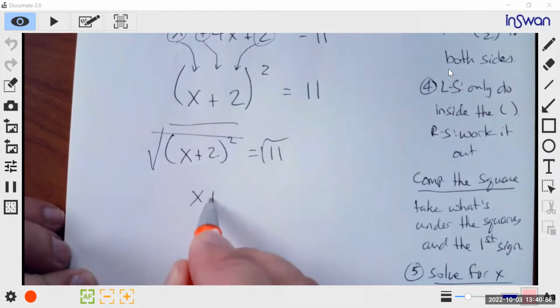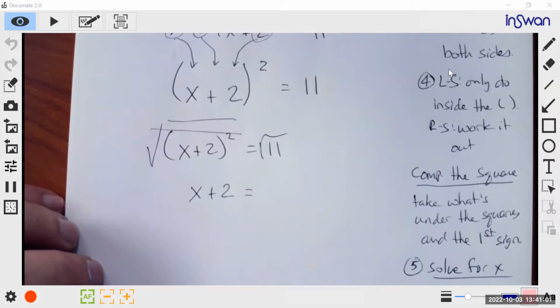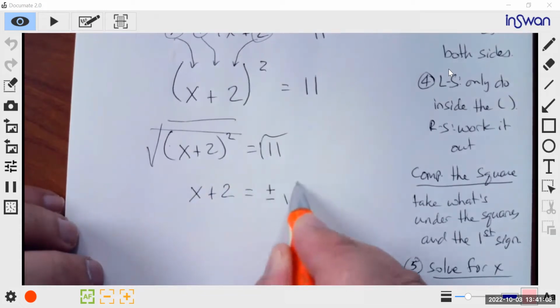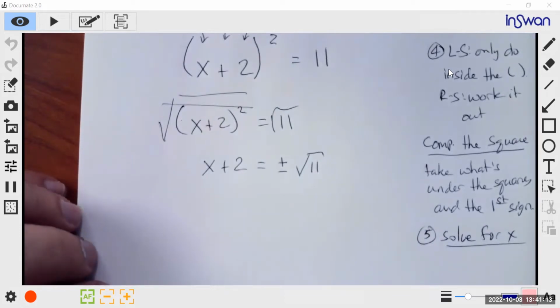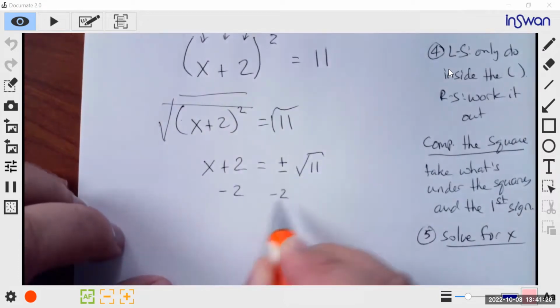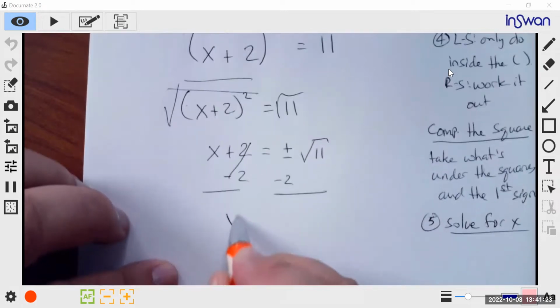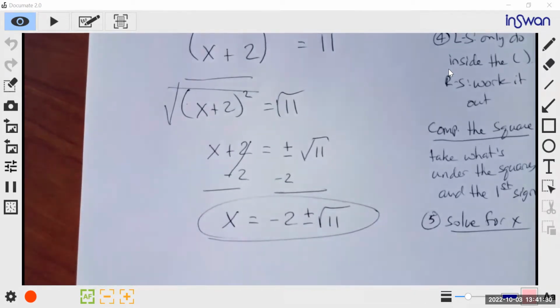So we have x plus 2. What does it equal on the other side? When you square root a number that's squared, you have to put a plus minus in front of it. And subtract 2. So x equals -2 plus or minus square root of 11. And those are our two answers.